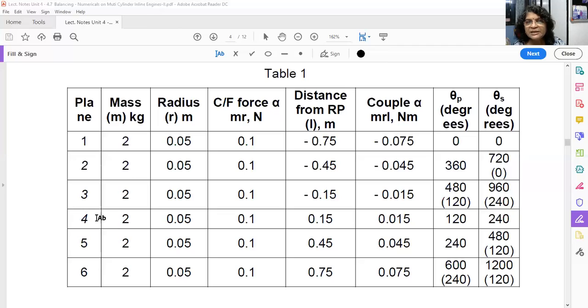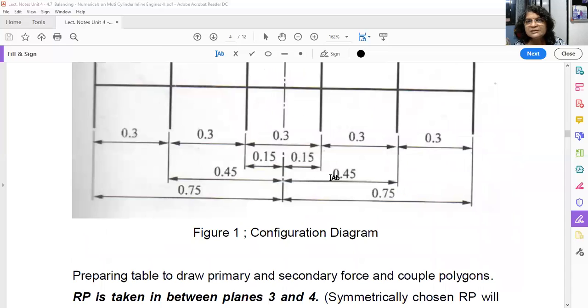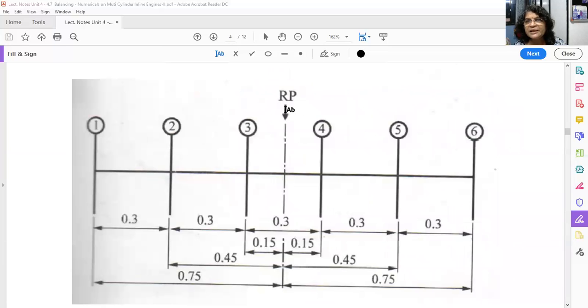Between cylinder number 3 and 4. Okay, so let us write down the distances. What are the distances? See here, from the reference plane, cylinder number 1 plane is at a distance 0.3 plus 0.3 plus 0.15. Here it is given, it is 0.75. Cylinder number 2 is 0.45, cylinder number 3 is 0.15.